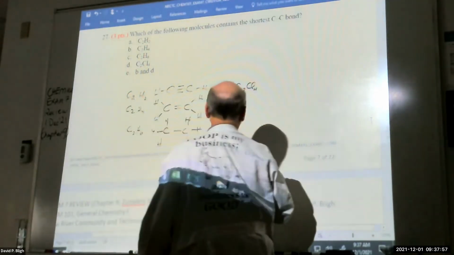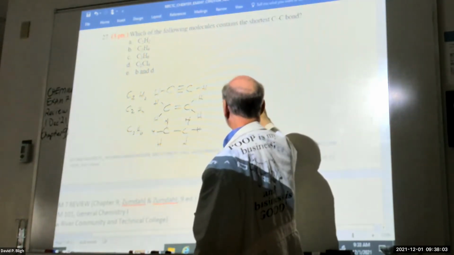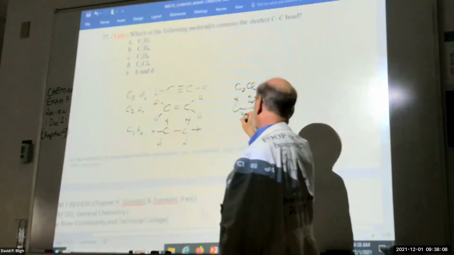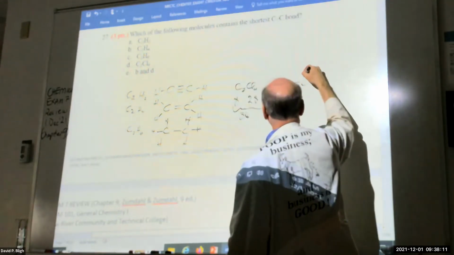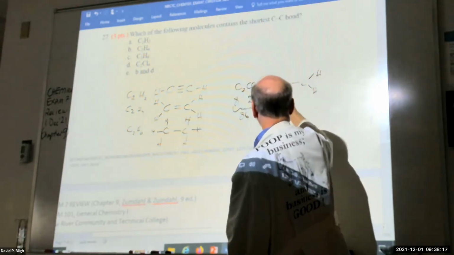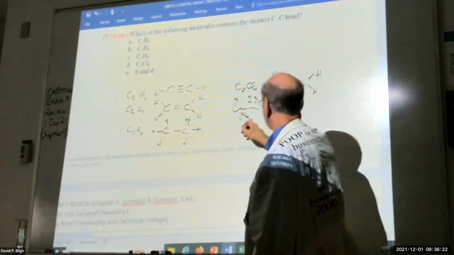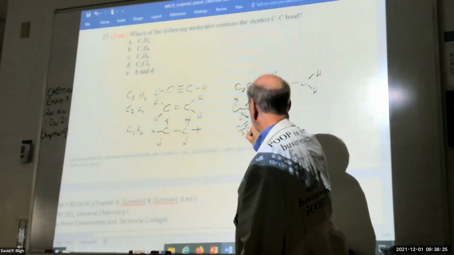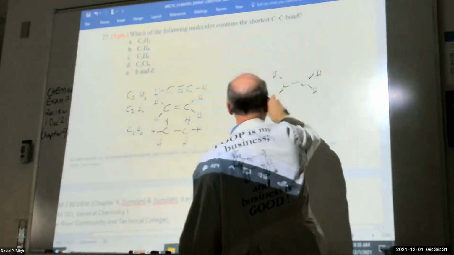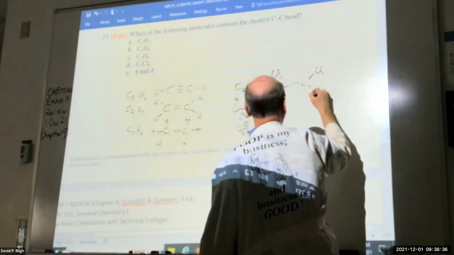C2Cl4. I think we need to draw this one. So that's 2 times 4 is 8, and 4 times 7 is 28. So that total is 36. Let's see. 1, 2, 3, 4. There. Okay, correct. 2, 4, 6, 8, 10. 26 left over. How about that? I think that's better.